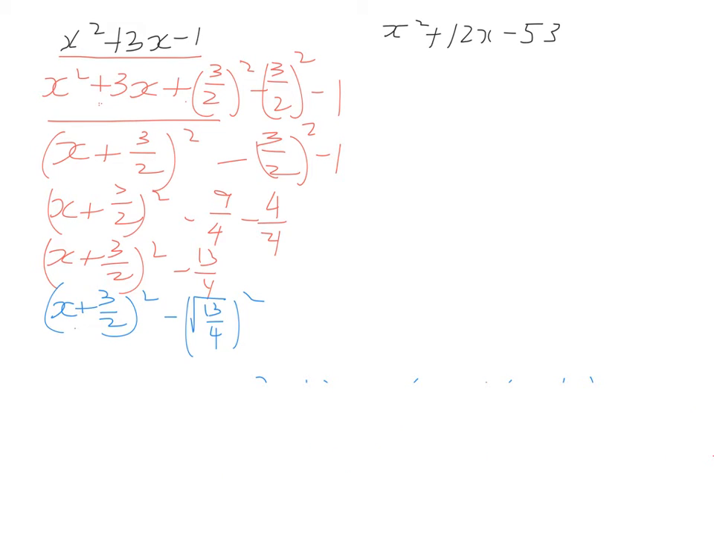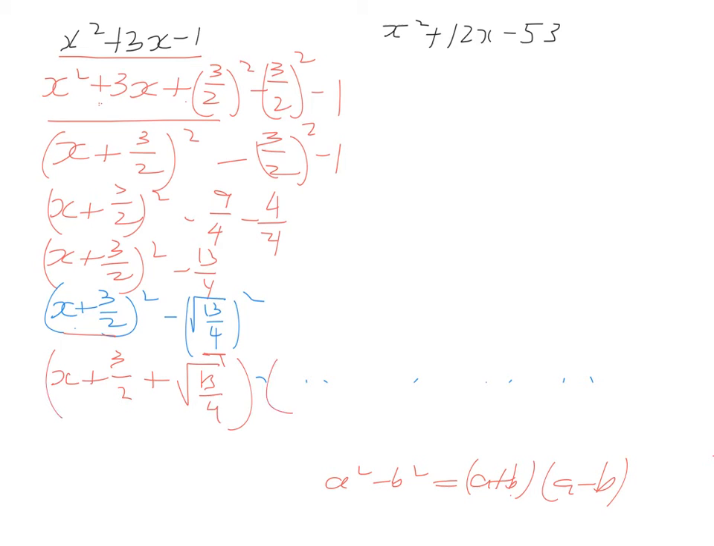Okay, so from there, what we're going to do is apply the rule of a squared minus b squared equals (a plus b)(a minus b). So that's a, so we'll say x plus 3 over 2. Now this is b, so we'll say plus root 13 over 4, bracket, bracket, and now we're doing a minus b, so x plus 3 over 2 minus root 13 over 4.